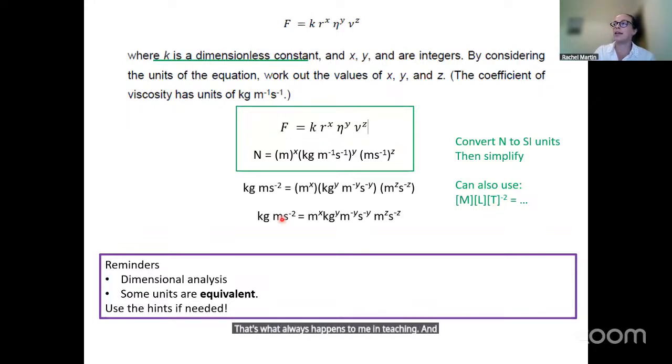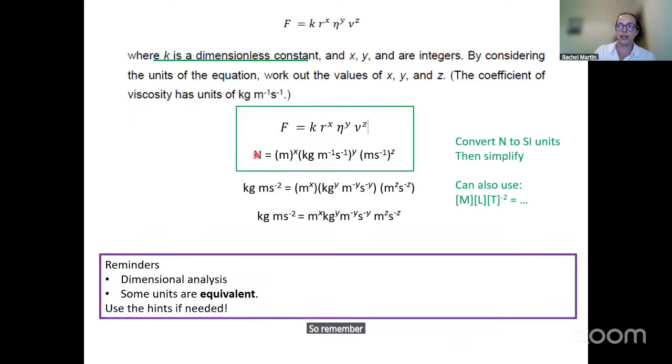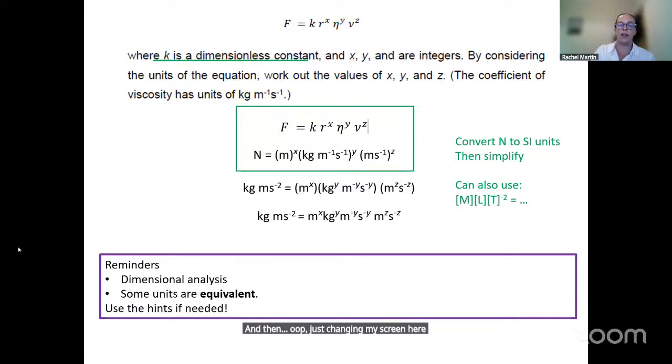And I'm going to break down newtons to its SI units. So remember I said Newton's second law, F equals ma. The unit for mass is kilograms, and acceleration is meters per second squared. So that's why I'm talking about those units there. And then, just changing my screen here, we are going to look next at the powers. So we're fine with the left-hand side for now, we'll just leave it.